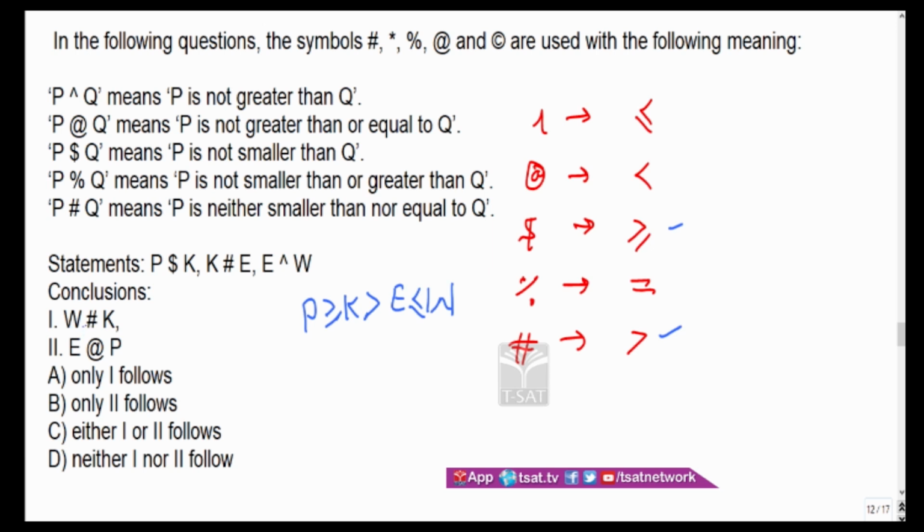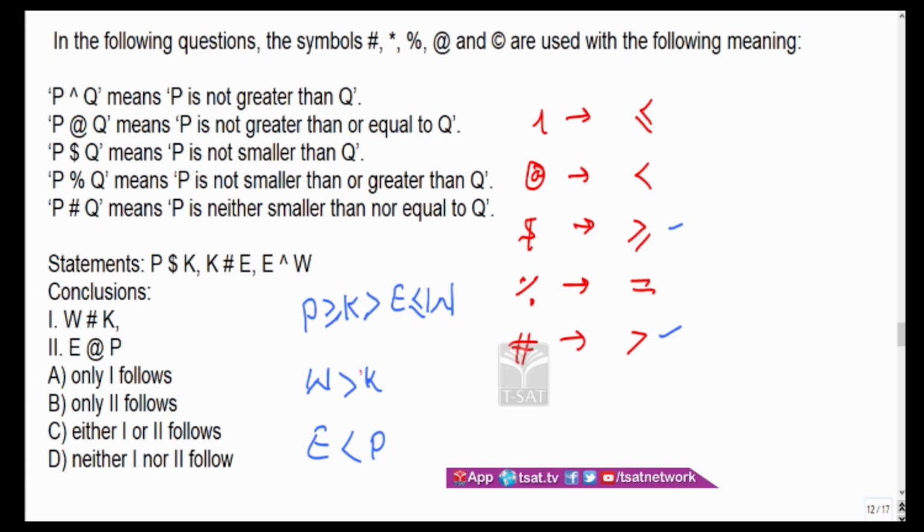See the conclusions here. What are the conclusions? W # K. What is the symbol of this hash? That is greater than. So this is one conclusion. What is the second conclusion? E and P. So E @ P. The at the rate symbol is less than. So this is less than.